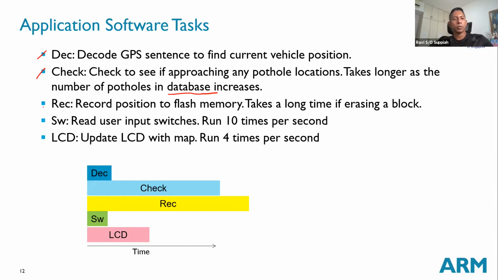Sometimes you want to update the information, because maybe you come across a pothole which is not in the system. Then you want to update the system so that other users can know that there is now a new pothole found in this particular location. So you can record some new information to memory, and maybe later on when you go back home, you can download that to the server. And for basic operation, you have some switch for user inputs, and an LCD for updating the map. Again, this is just a very simplistic view of the software tasks that may be involved if you're going to design this system.